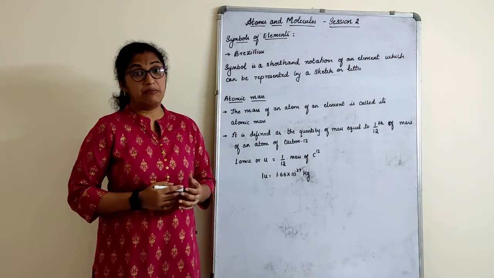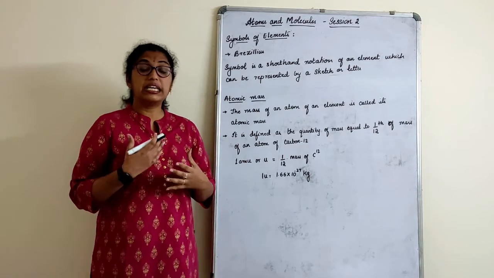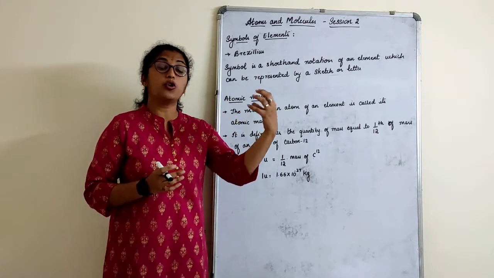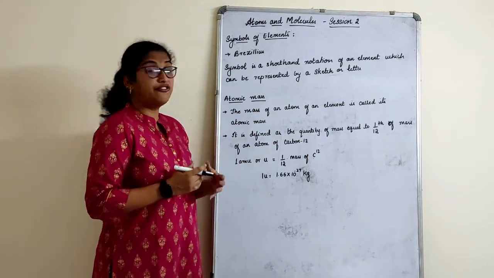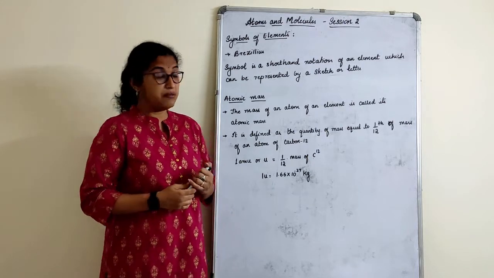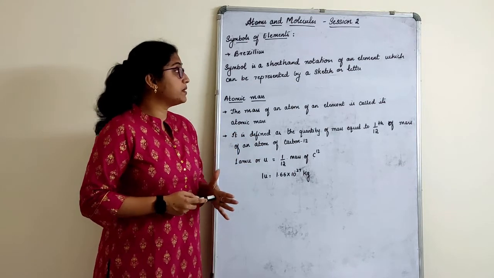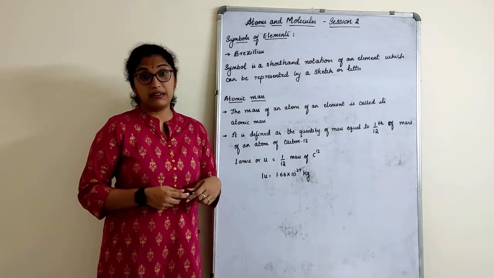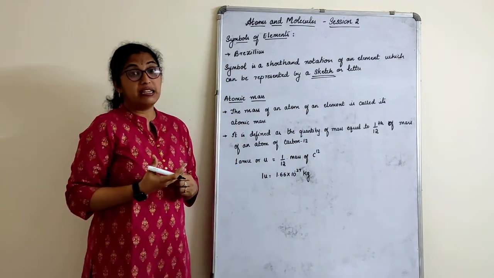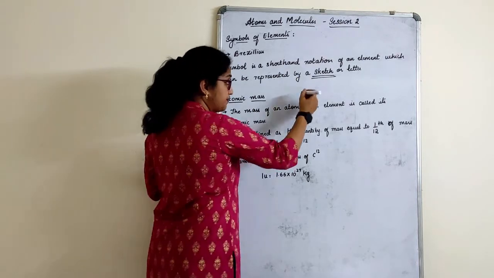Symbols of elements: how do we identify or remember these elements? Berzelius gave a symbol to identify and remember these elements, and Dalton also gave some symbolic representations for them. A symbol is a shorthand notation of an element, which can be represented by a sketch or by a letter. Dalton identified elements by a sketch, for example by a dot structure.